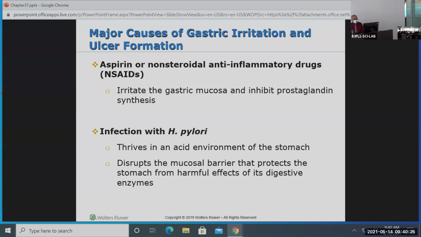What this bacteria, H. pylori, does is it thrives in the acidic environment of the stomach. They're okay with the acidic environment. That's why they thrive over there and cause ulceration. Now, H. pylori disrupts the mucosal barrier that protects my stomach from the harmful effect of its digestive enzyme. So please remember, the most common cause of gastric ulcer is H. pylori. Please remember.